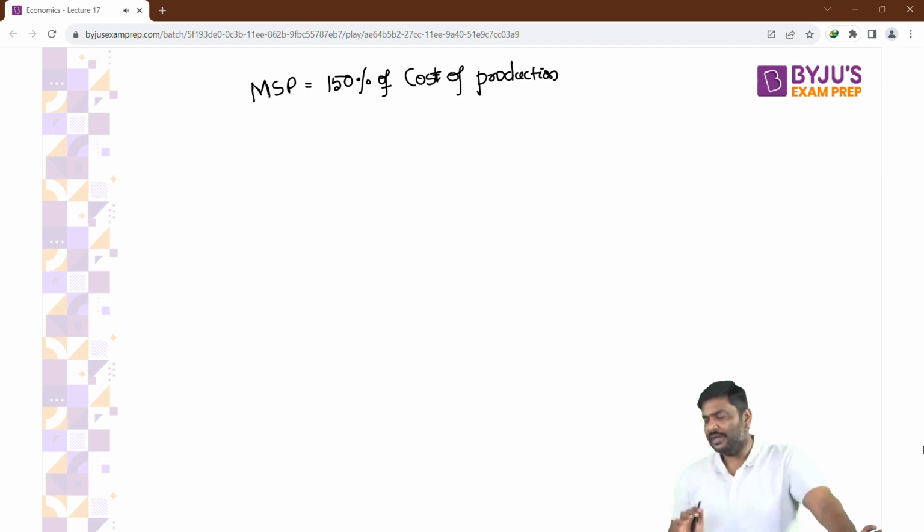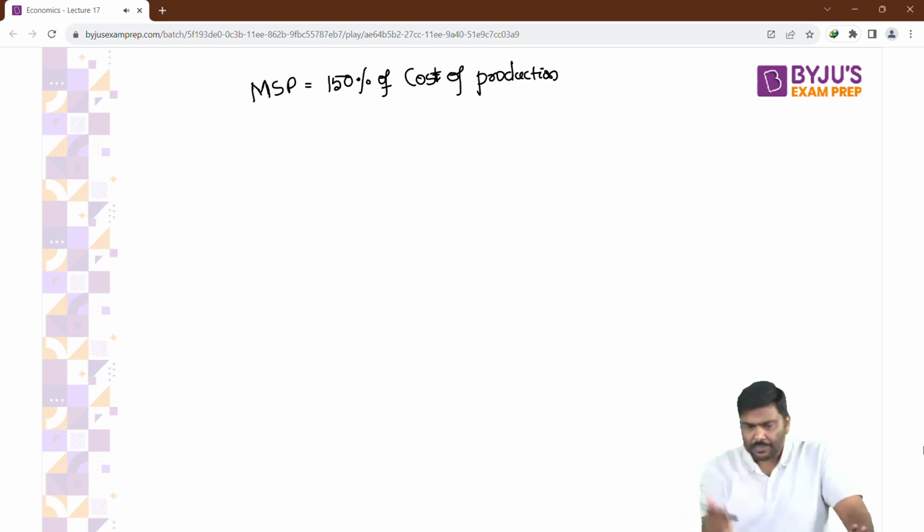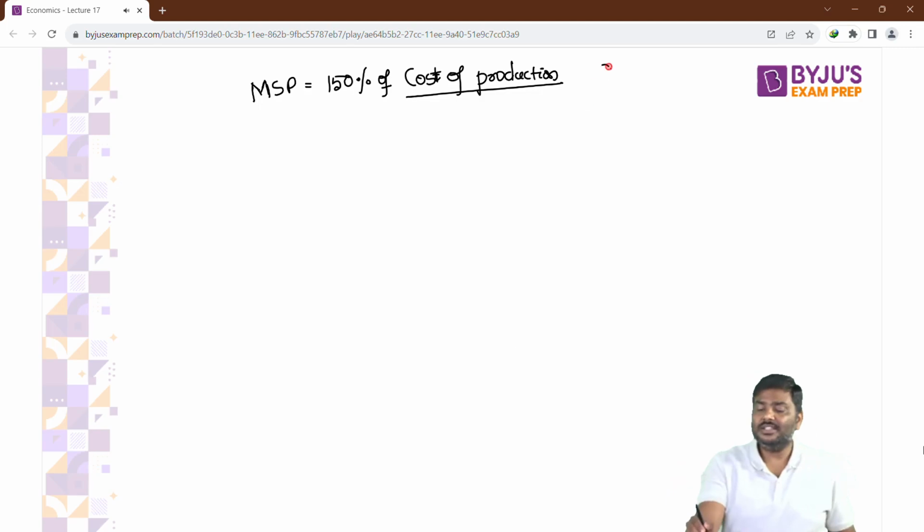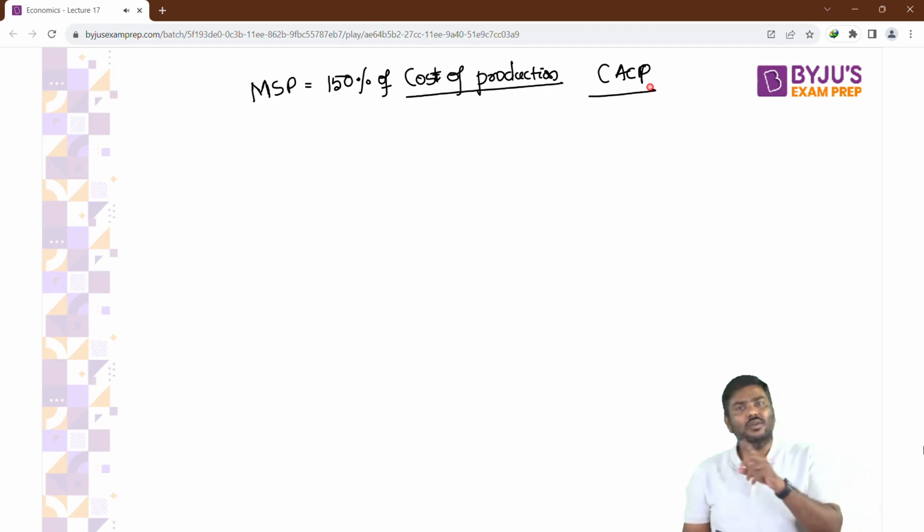Investment. But now the question is, what is this cost of production? Who calculates cost of production? Who recommends cost of production? The Commission for Agriculture Costs and Prices, CACP, actually calculates cost of production.